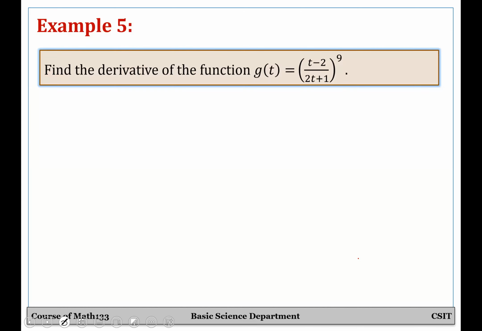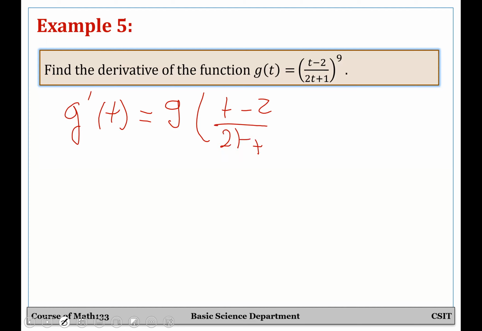Okay. Again, another derivative. And here I will use the power rule in the chain rule. So it is equal to 9 times t minus 2 over 2t plus 1, power 9 minus 1, 8, times the derivative of t minus 2 over 2t plus 1. And I will not put the computation of this derivative, since it will need some steps. So I will work on it separately.